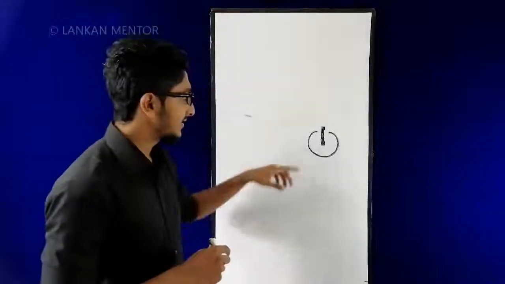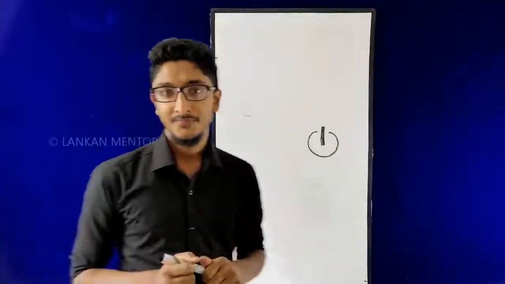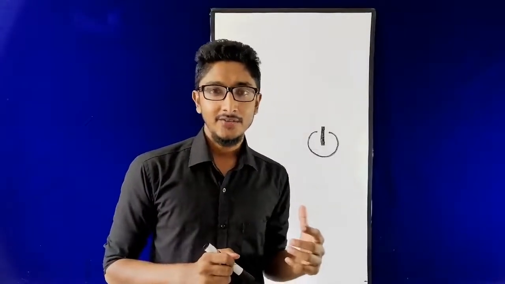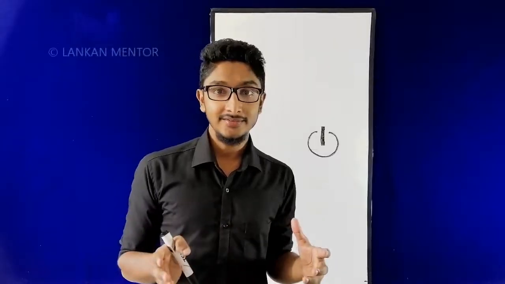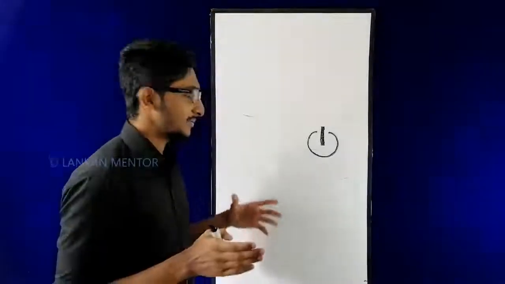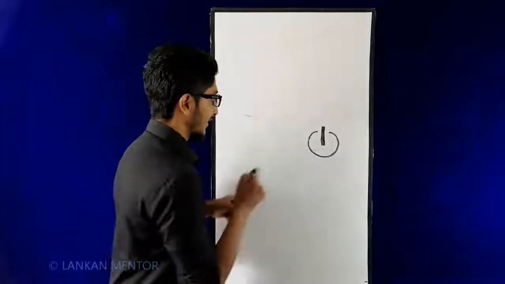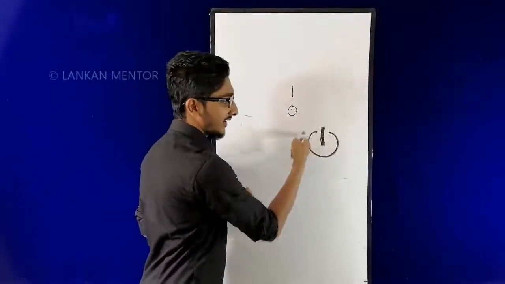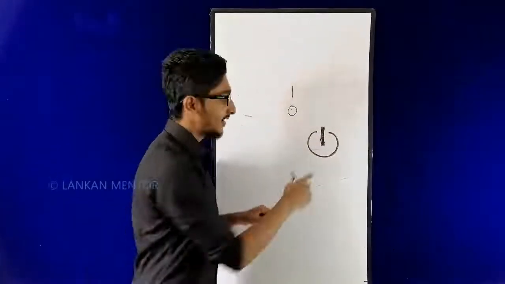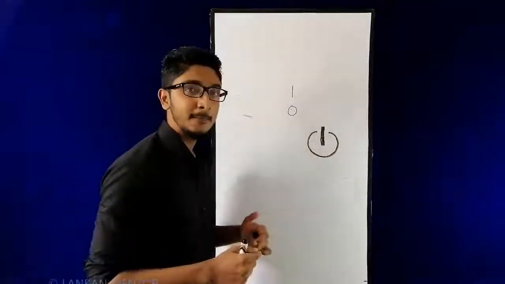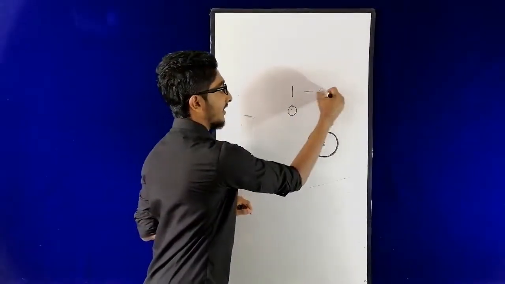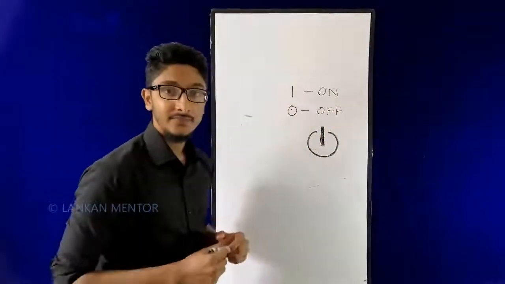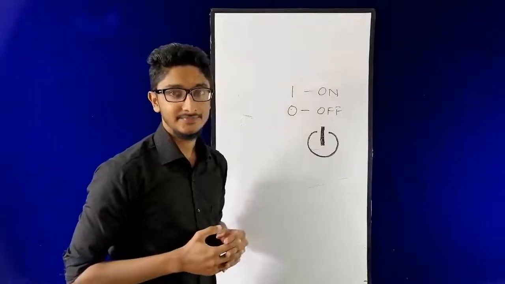Now you might have seen this button. What is this? Power button, right? We call it the power button. Why do we call it the power button? Because we have seen it everywhere, right? So the meaning of this is binary 1 and binary 0. Can you see that? This is 1 and this is 0. Binary 1 and binary 0, which means current on and current off. Simply that is the idea, right?